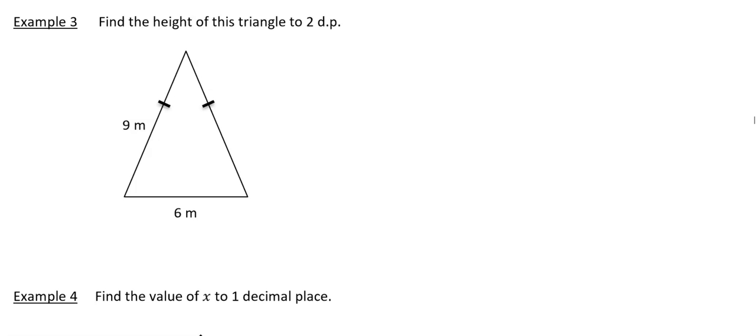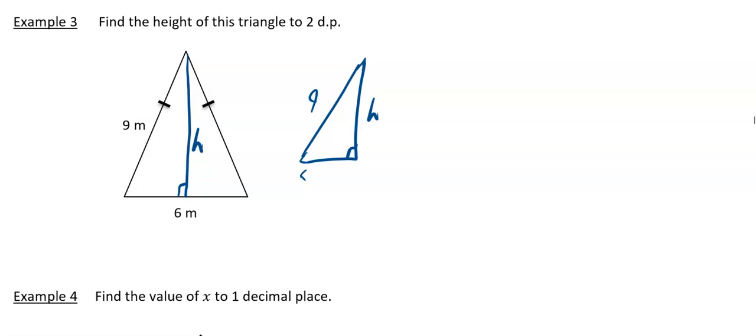Okay, in this question we've got an isosceles triangle. It says find the height of this triangle to 2 dp's. So if we drop a perpendicular line down, what we're trying to find is the height. I'm going to call that h. I'm going to redraw that triangle very roughly. That's my height. I know that's 9, and this length along the bottom is going to be this 6 split into 2, so it is going to be just 3, and then I'm good to go.